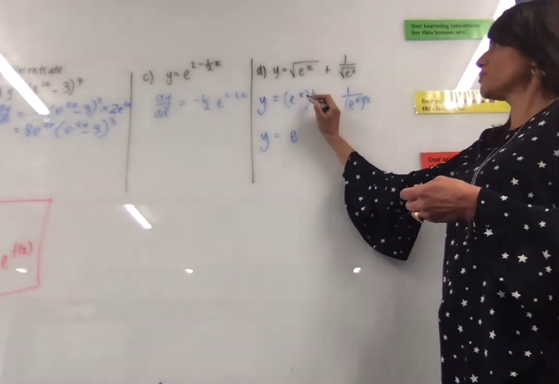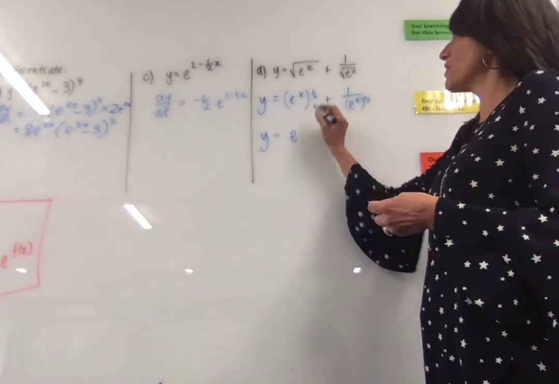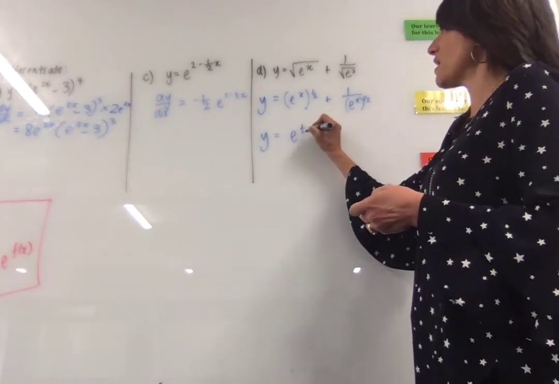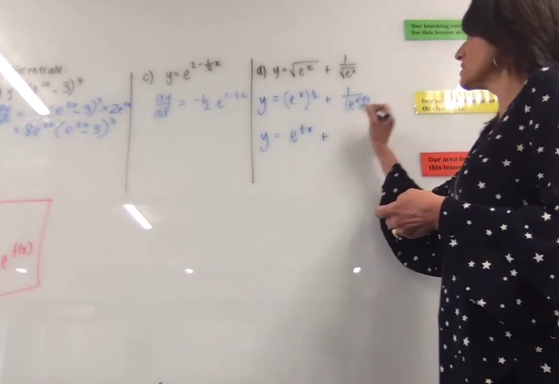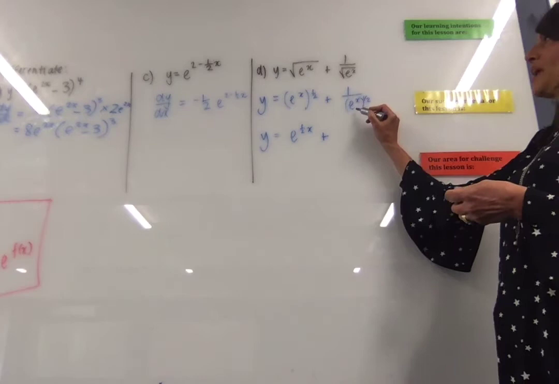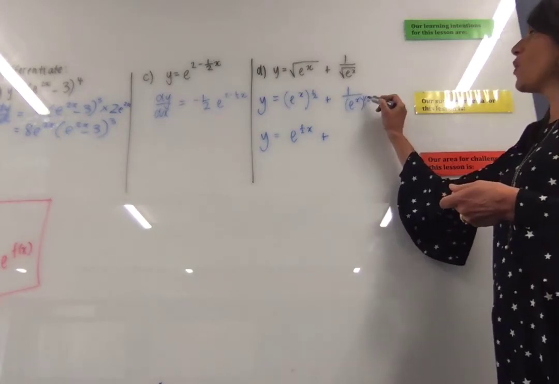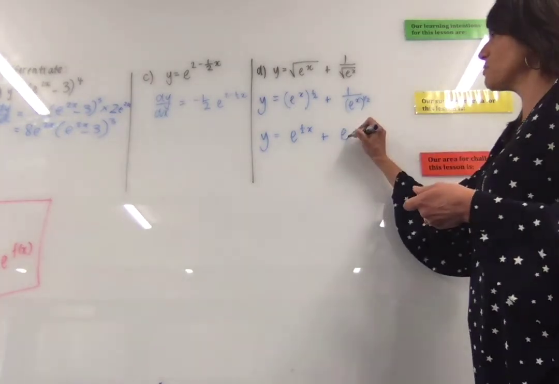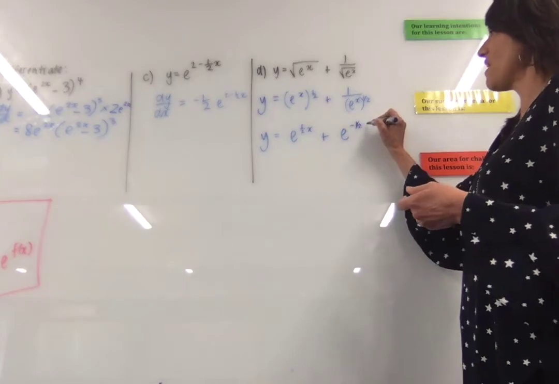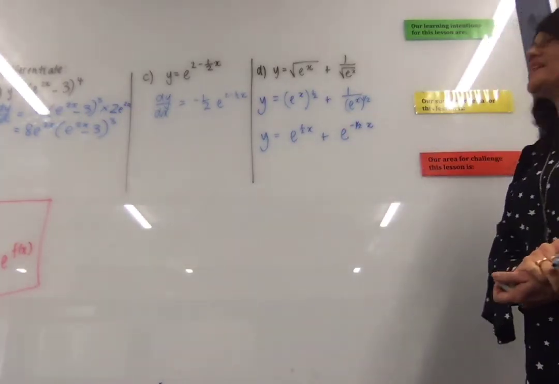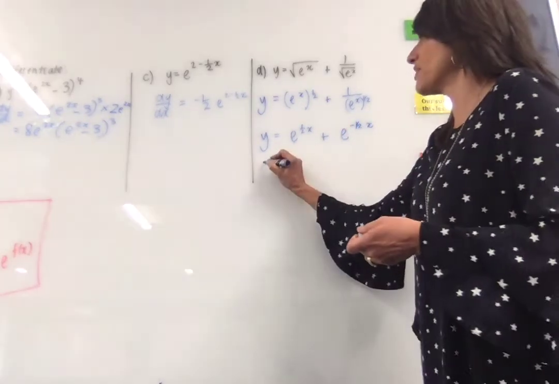From our index rules that we've done previously, we know that we multiply these indices and we get a half x, plus this would be 1 over e to the half x, but when we bring that to the top, it's going to be e to the negative half x. Okay, and now we differentiate as we have previously.